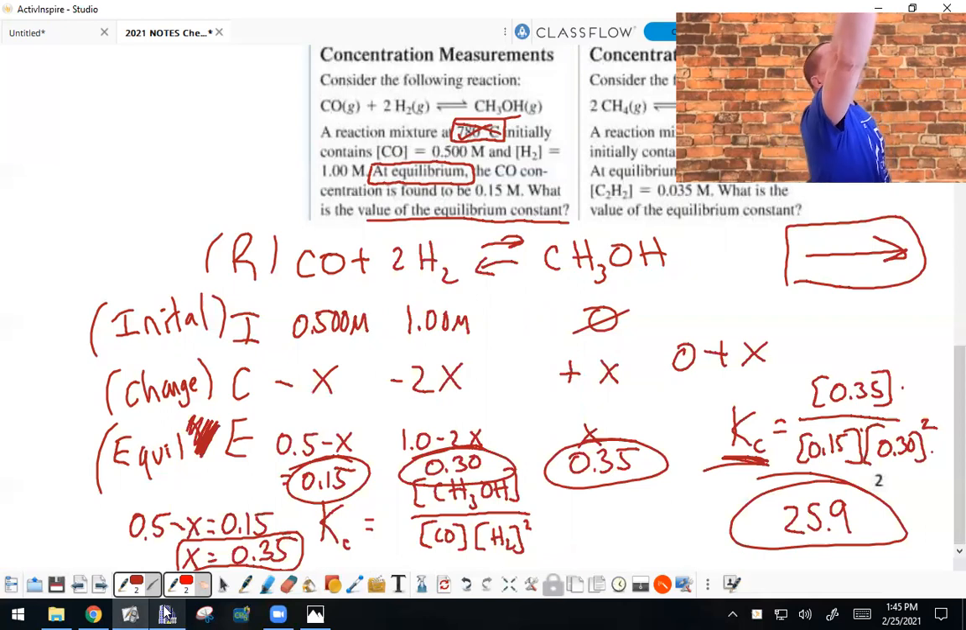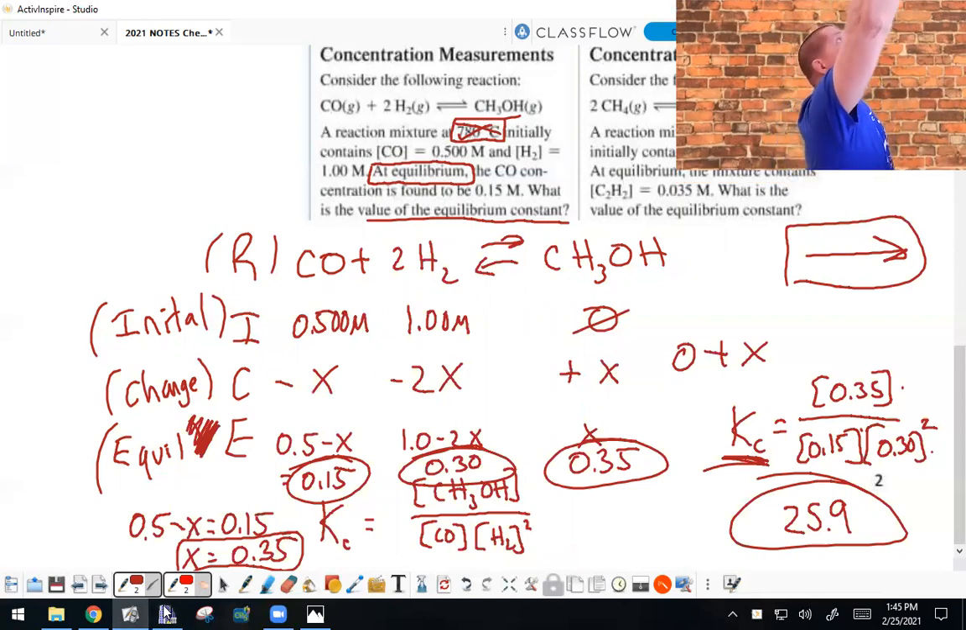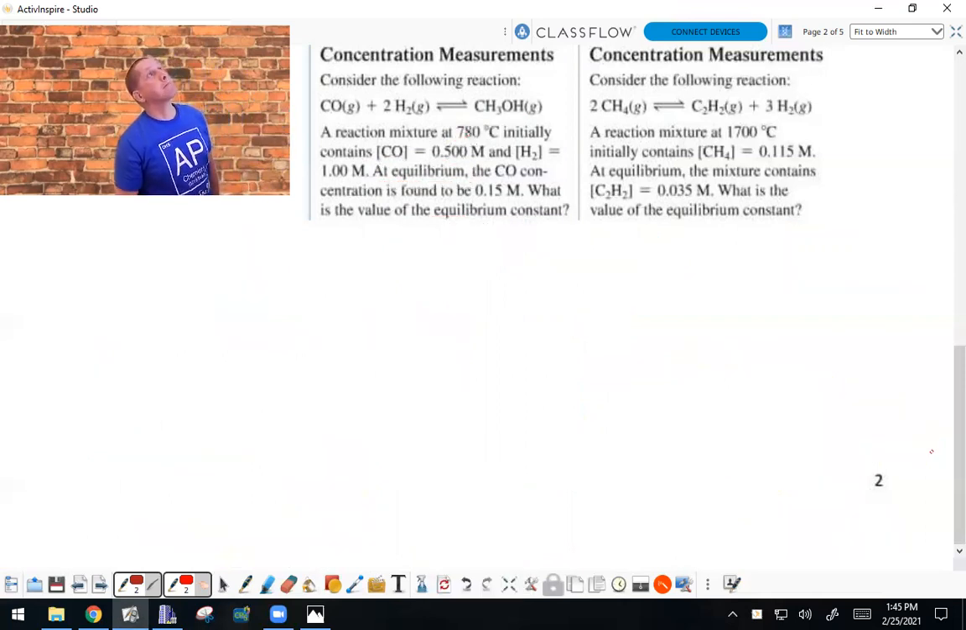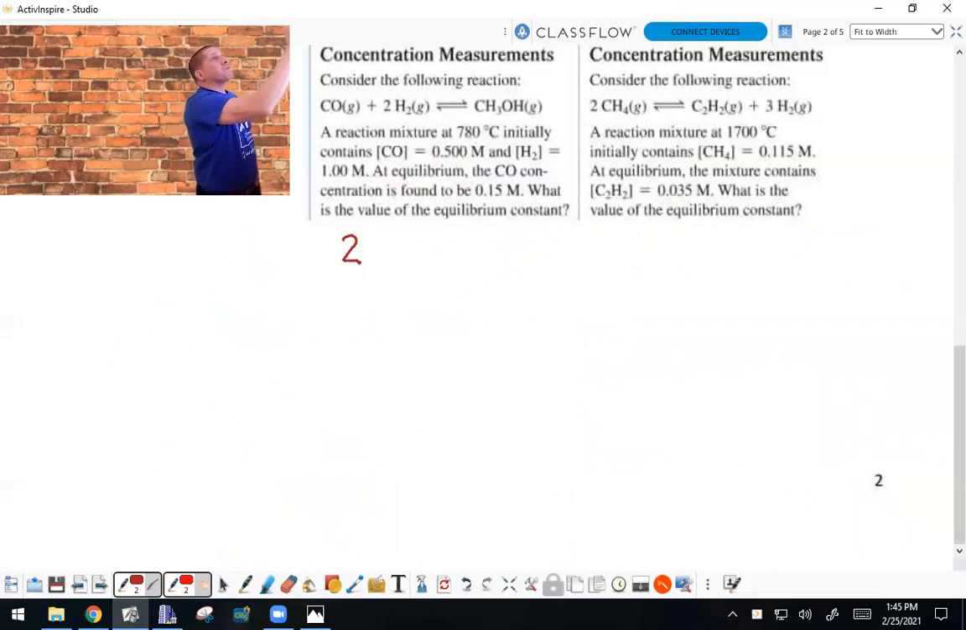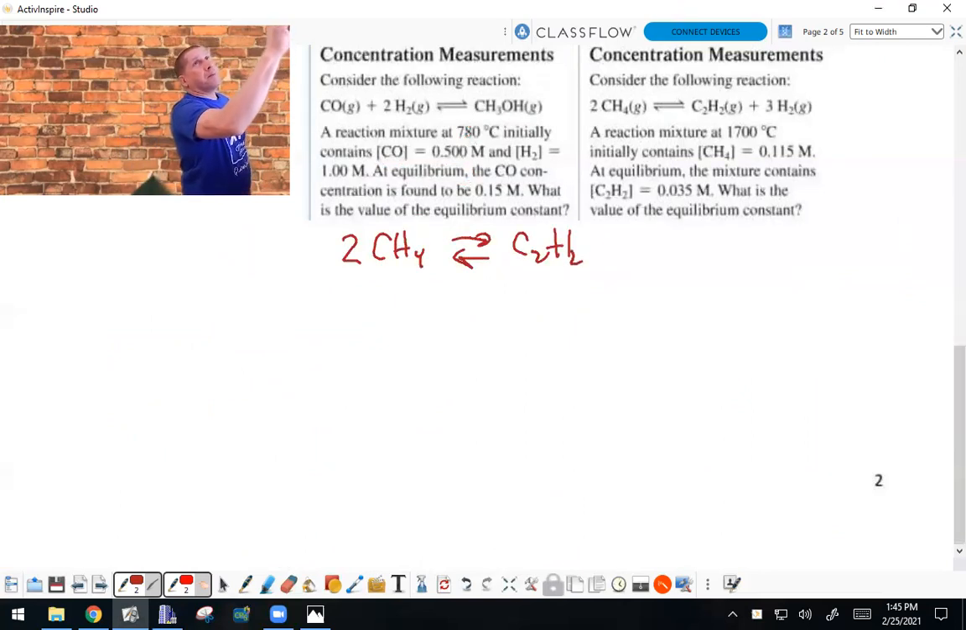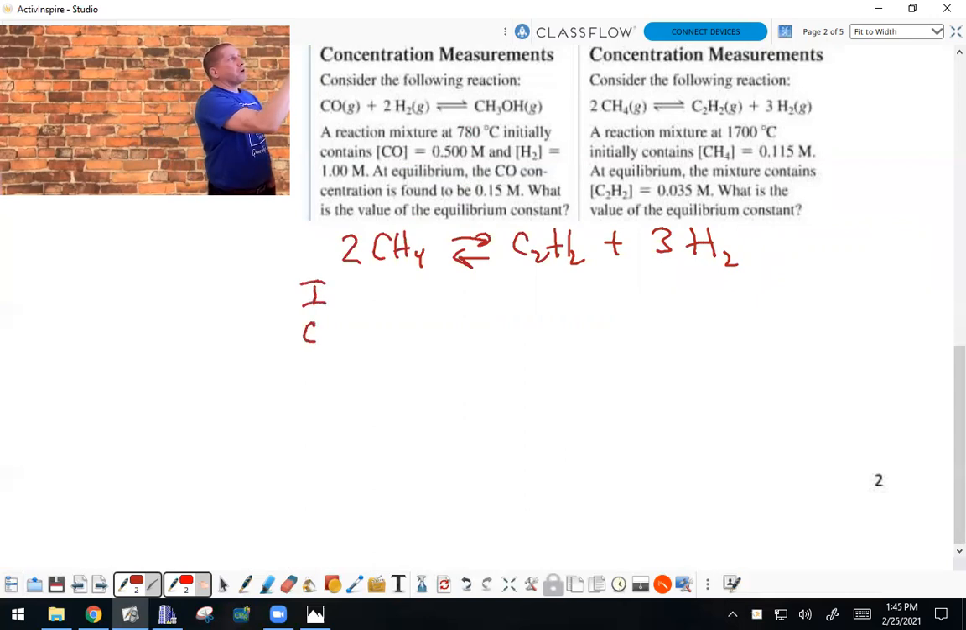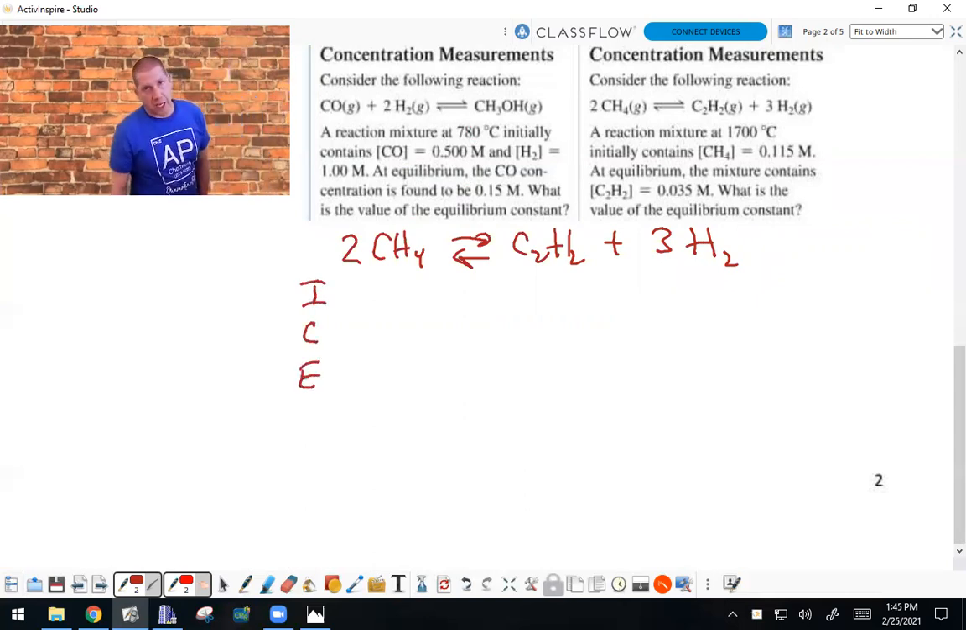All right, so the next one's basically the same. I'm gonna do this one too. Let me move over here so it's not in my way. All right, so next one. So you're gonna see now that the start to these are gonna start to become very repetitive. Not yet, it's only our second one, but we're gonna do the same thing each time. We're gonna write the equation, we're gonna do the ice chart, and then we're gonna write the K expression.